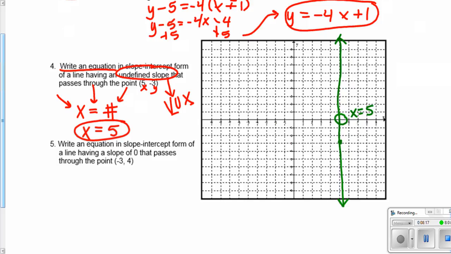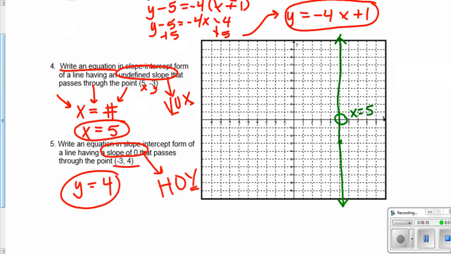So let's keep going. Write an equation in slope-intercept form of a line having a slope of 0. Again, huge clue there. That makes me think of HOY. And the y in HOY tells me the equation is y equals just a number. Well, again, look at your point. What's the y? It's 4. You're done. Bam.